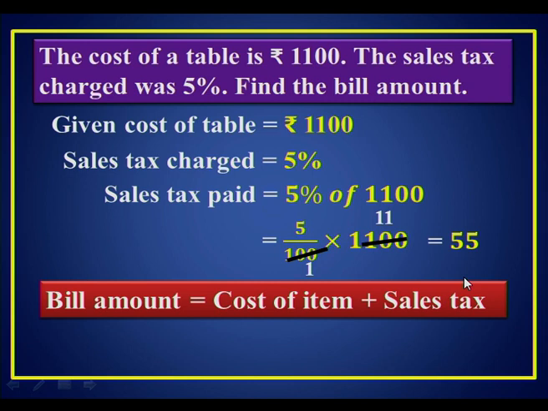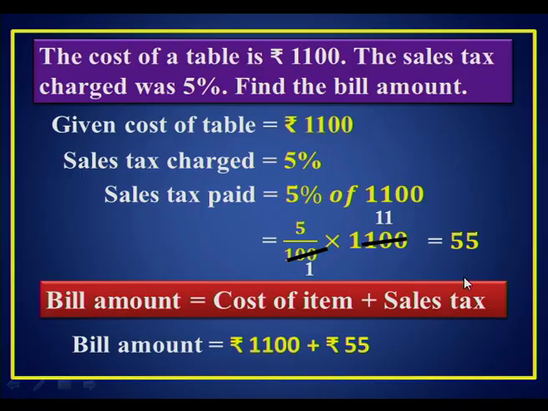So, what will be the bill amount, children? Yes, it is the cost of the item plus the sales tax, that is 5% of 1100. So, substituting these values, we get 1100 plus 55 rupees. On adding this, what do you get, children? Yes, we get 1155 rupees. So, this is the bill amount that we have calculated.